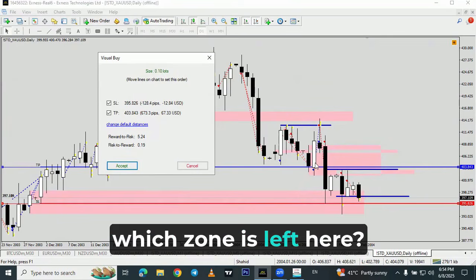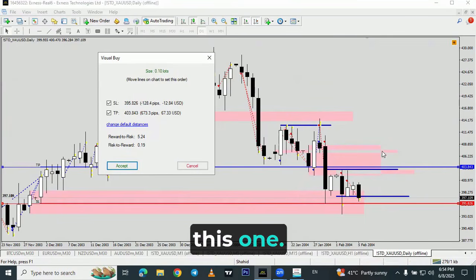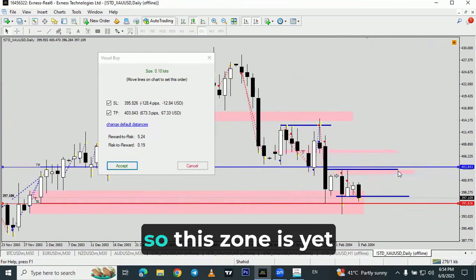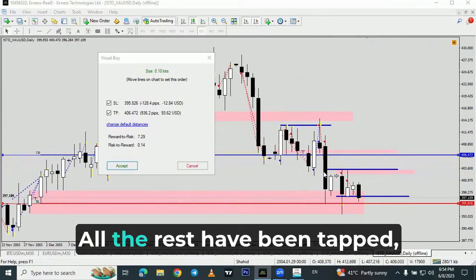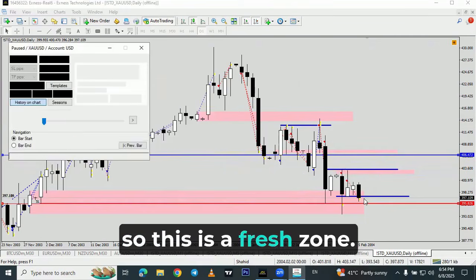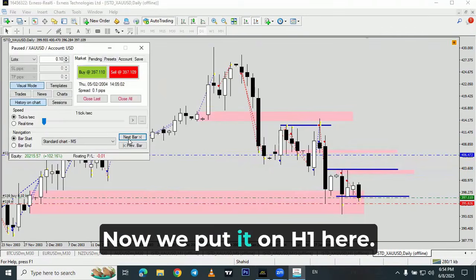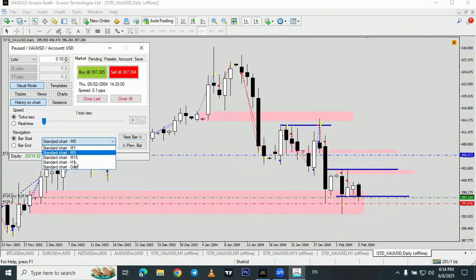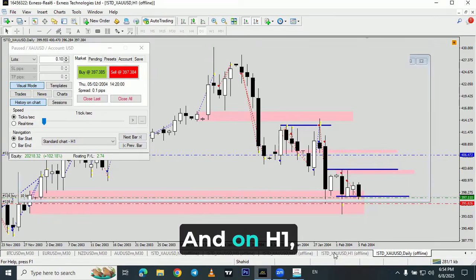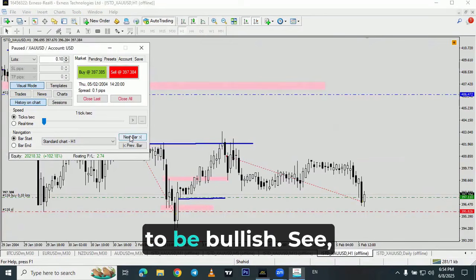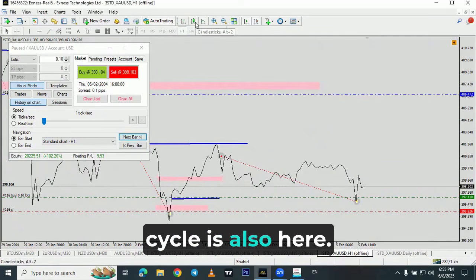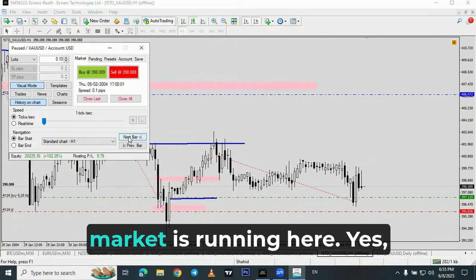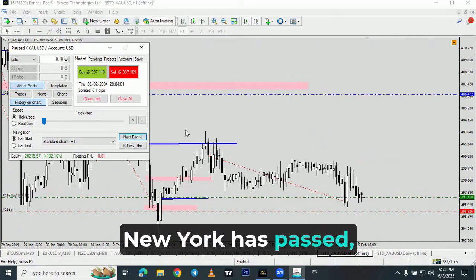Now, which zone is left here? The zone to be tapped is left. This one, this candle engulfed this candle. So this zone is yet to be tapped. All the rest have been tapped. So this is a fresh zone. We cannot take it. Now we put it on H1 here. And on H1, we see how the market wants to be bullish. See, the market has become bullish. The sell side and buy side cycle is also here. So now we know which fashion the market is running here. Yes, New York has passed.